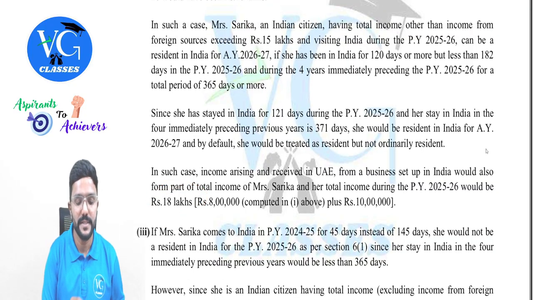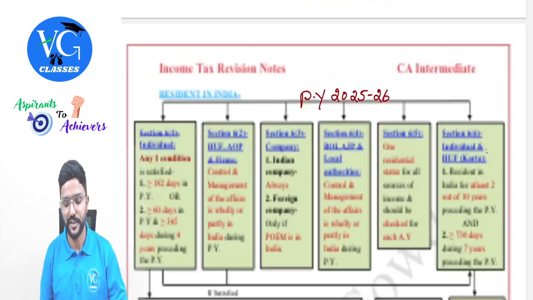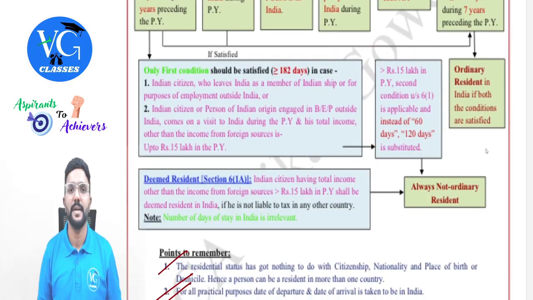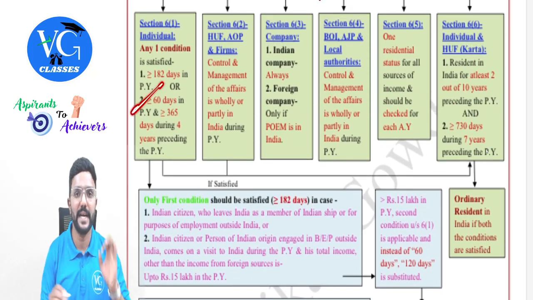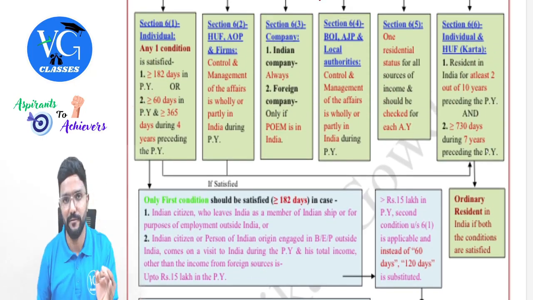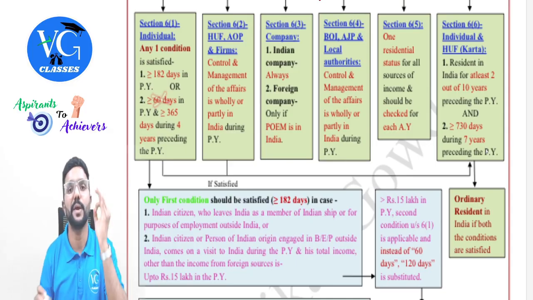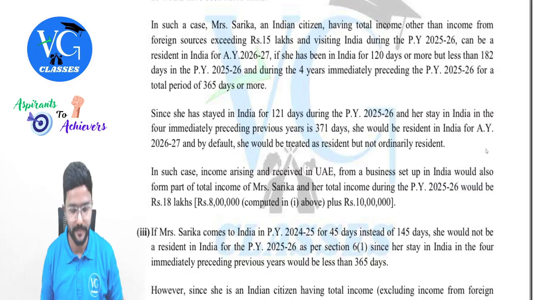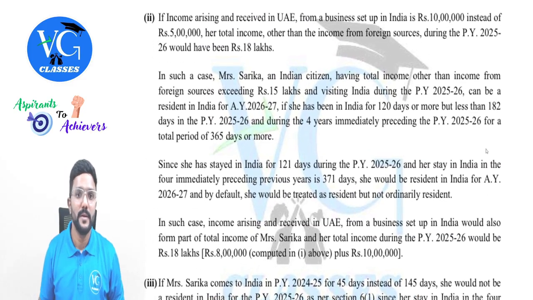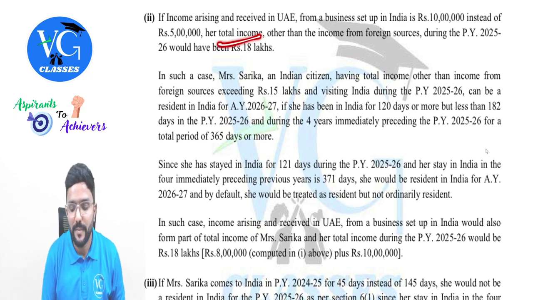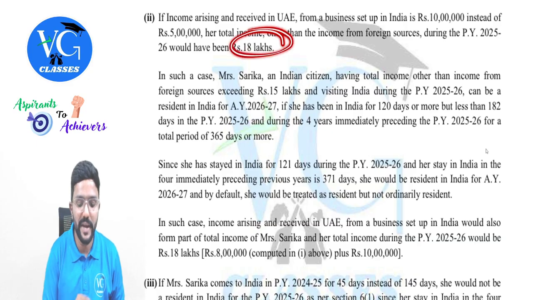Okay. In that case, she will fall under this provision, guys. Total income other than the income from foreign source would be more than 15 lakh. In that case, the second condition is alive. Second condition is applicable. But instead of 60, it would be 120. Yes, sir. So you can see, the total income other than the income from foreign source in such case would be 18 lakh.